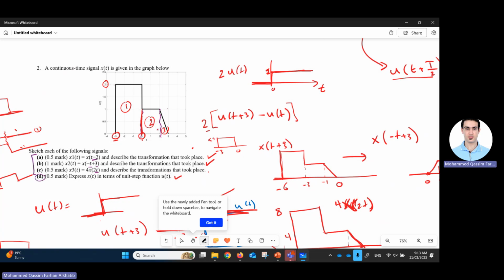Now the second rectangle starts at 0 and ends at 2. So simply it starts at 0, u of t minus u of t minus 2. Shift to the right, minus 2.